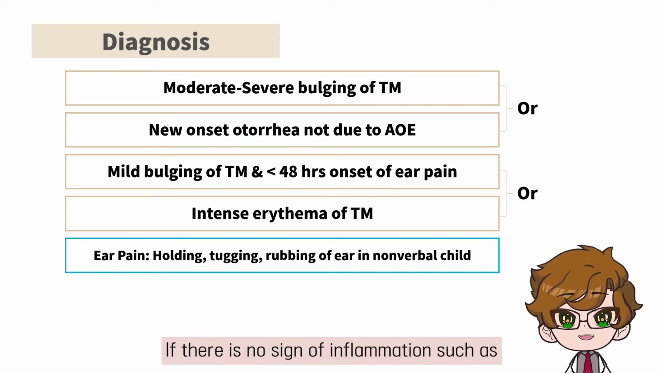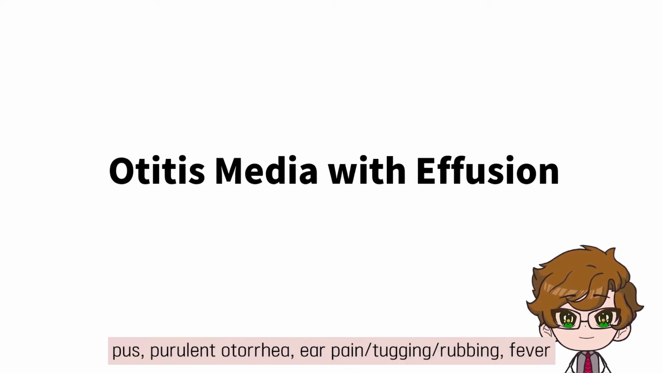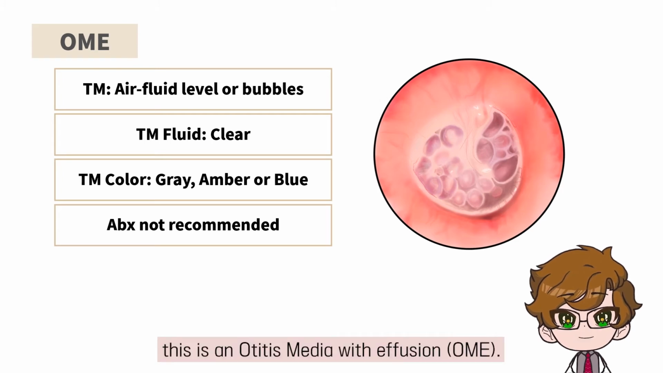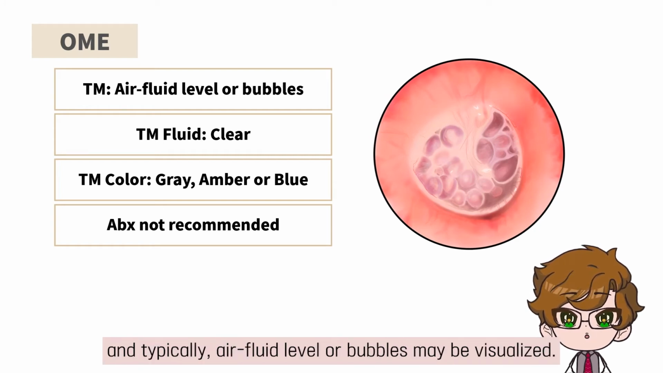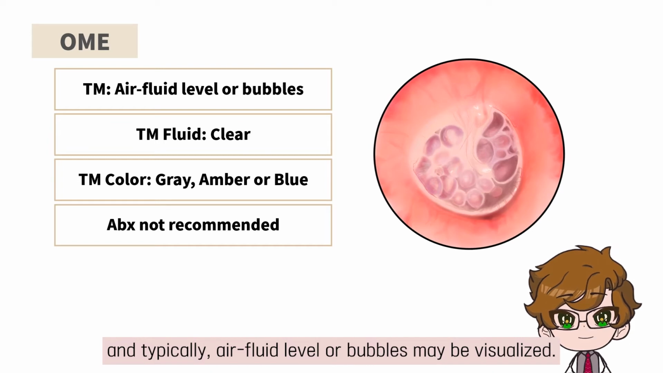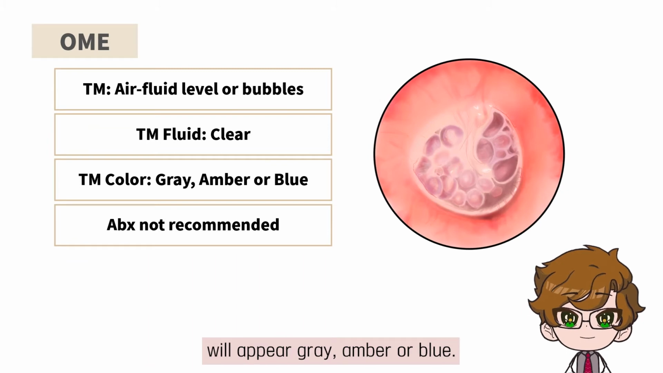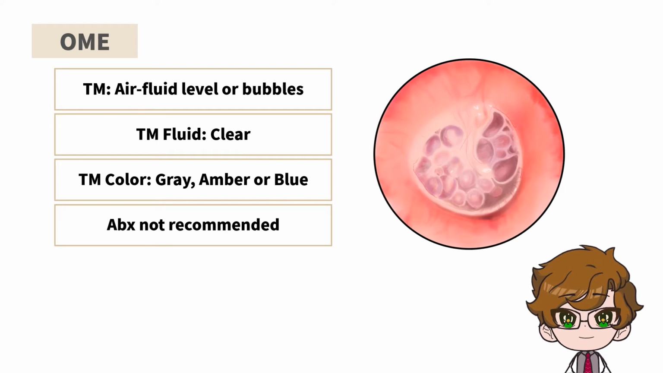If there is no sign of inflammation, such as redness, bulging, white-yellow discoloration of the TM, pus, purulent otorrhea, ear pain, tugging, rubbing, fever, and only effusion is present in the TM, this is an otitis media with effusion. OME is not due to a bacterial infectious process, and typically, air fluid level or bubbles may be visualized. Fluid will appear clear, and the color of the TM will appear gray, amber, or blue. Antibiotics are not recommended for OME.